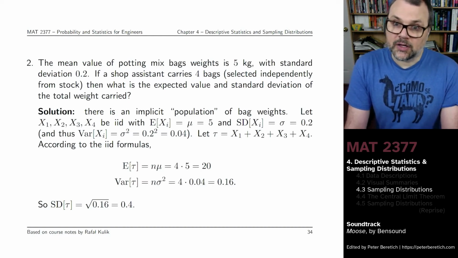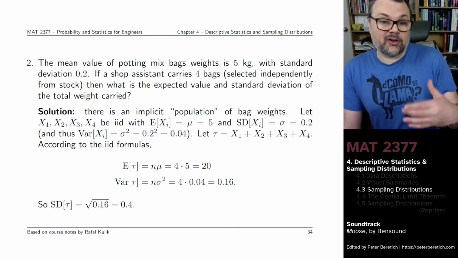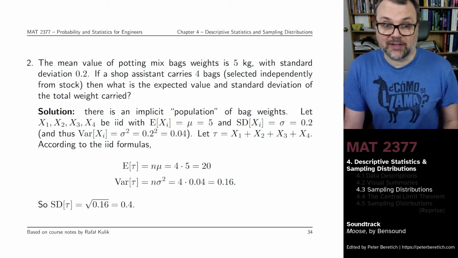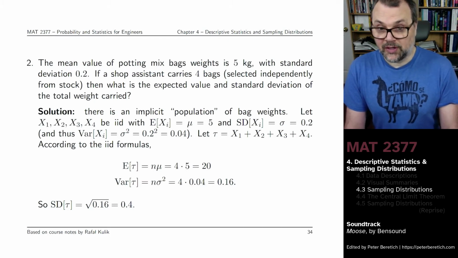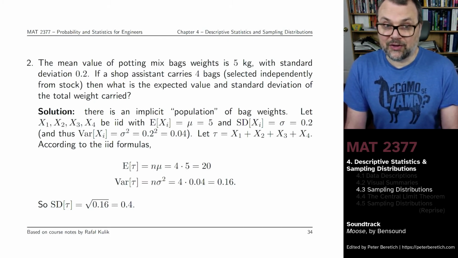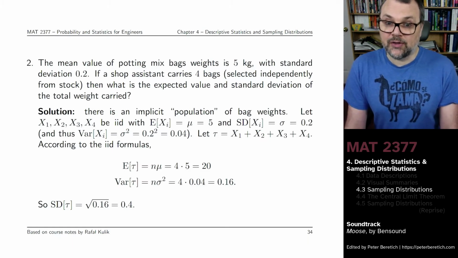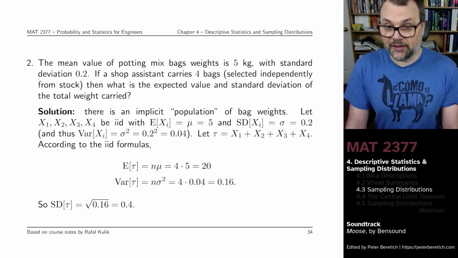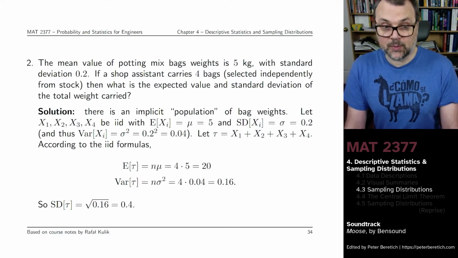Be careful on a multiple choice question. Another option here for the variance would be 4 times 0.2, so make sure that you're remembering what you're supposed to use. If you're looking for the standard deviation of the total weight carried, you need to take the square root of the variance. The square root of 0.16 is 0.4.